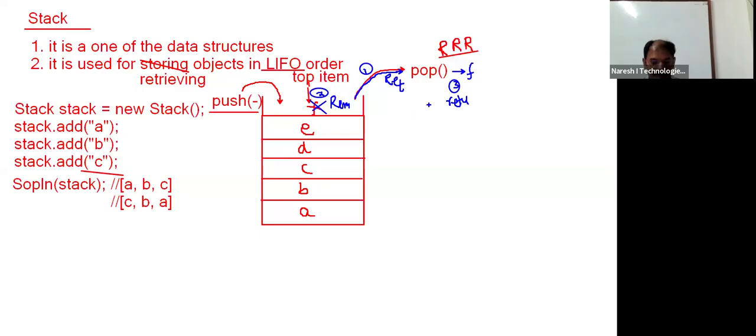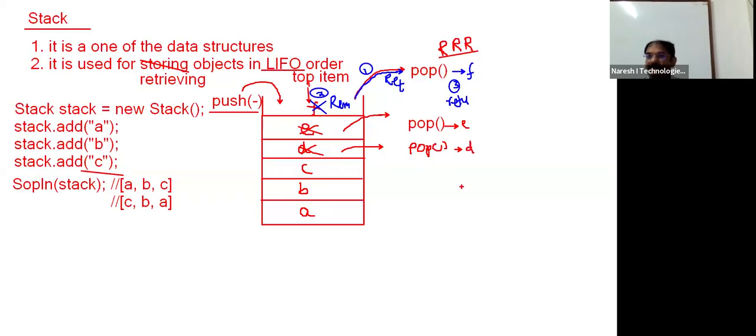Now, if I call the pop method a second time, what happens? The second top item will be retrieved, then removed, and then returned. Every time you call the pop method, always the top item is retrieved, removed, and then returned.